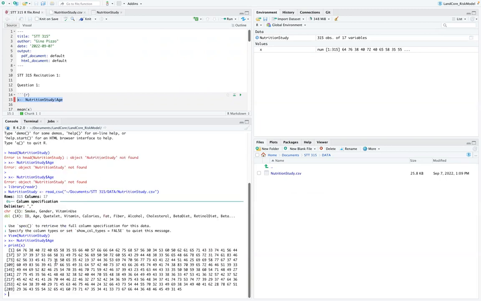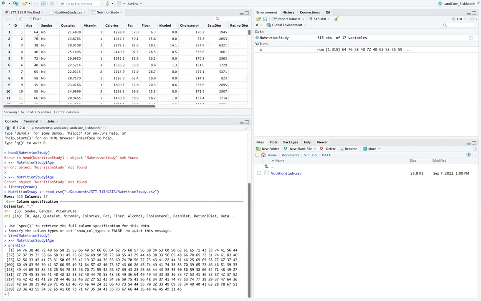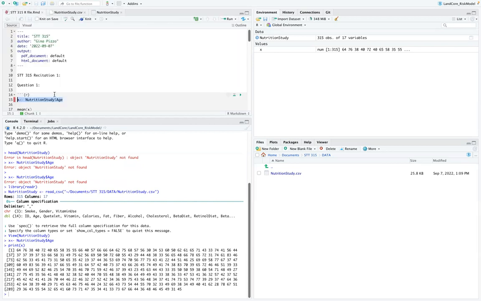If I wanted to print what X looks like, just to see what I'm dealing with, here are all of the different ages. The first person's age in the sample is 64, then 76 and 38. And if I look at the Excel sheet, we have 64, 76, 38. So this is this row here. We're dealing with age.